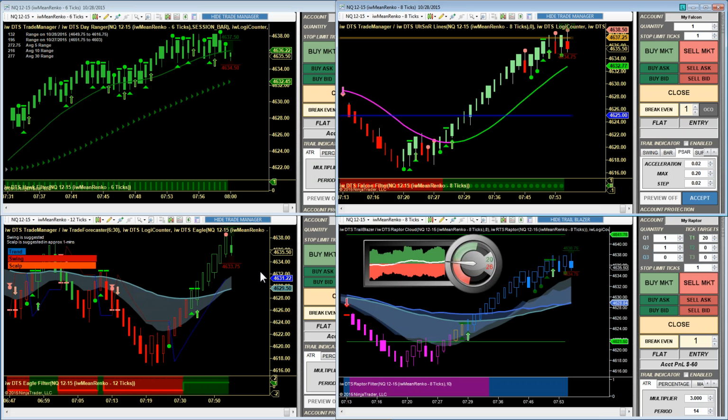The British pound, for those of you who like to trade the currencies, is one of these types of instruments also. The euro trades at 12.50 a tick. The British pound trades at 6.25. So again, you get a little bit more bang for your buck.